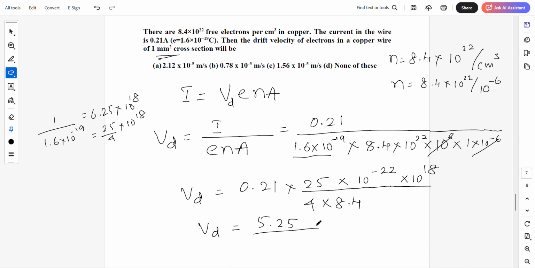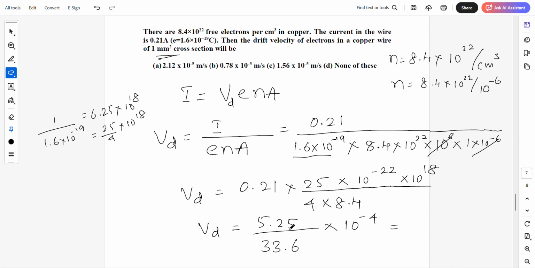5.25 divided by 4 into 8.4. 4 into 8.4 is approximately 33.6, into 10 to the power of minus 22 plus 18. Minus 22 plus 18 is nothing but 10 to the minus 4. Understood? That is equal to Vd. You are going to get approximately 5.25 divided by 33.6.